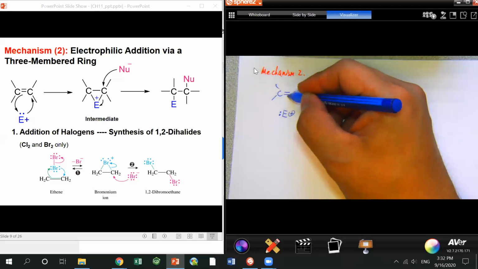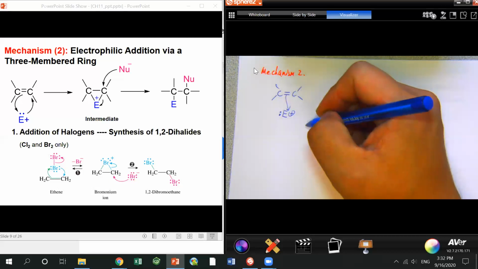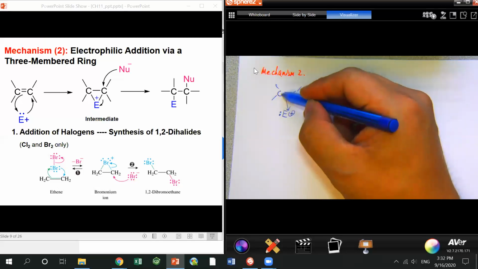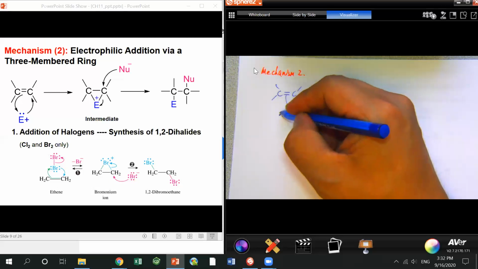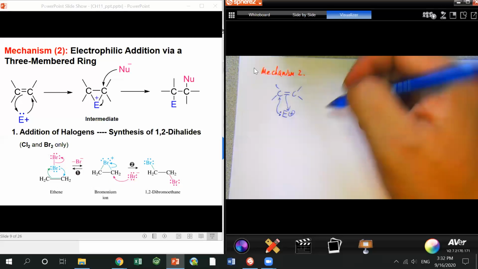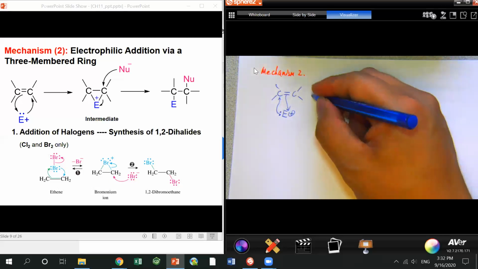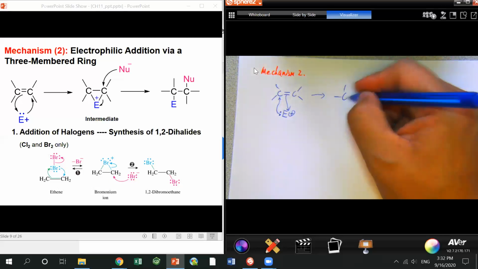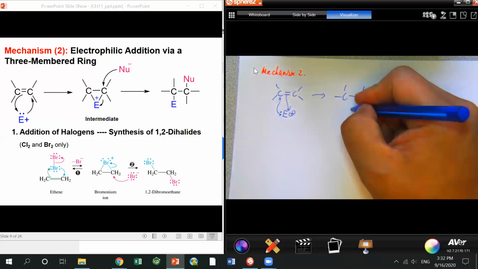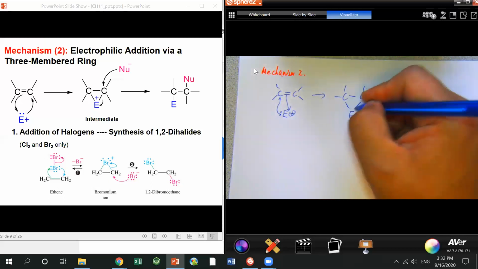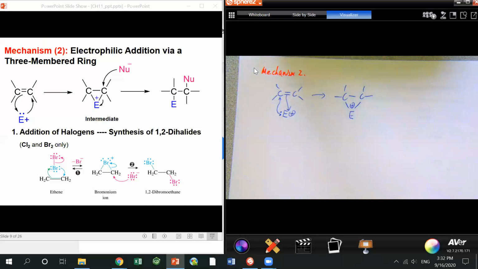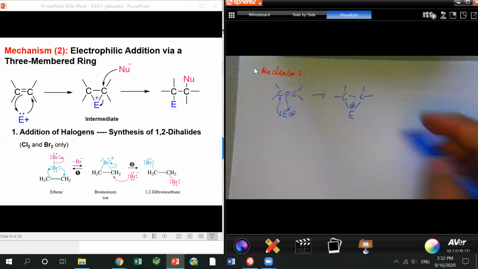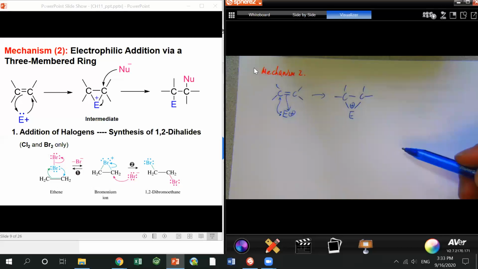So for example, the electrons go this way, and once it's open, there is a carbon lacking electrons, and the lone pair electrons on the electrophile can go here and attack this carbon. Eventually you generate a three-membered ring, with the positive charge still on the electrophile. That's different from mechanism one. Mechanism one generates a carbocation. This one generates this three-membered, positively charged species.